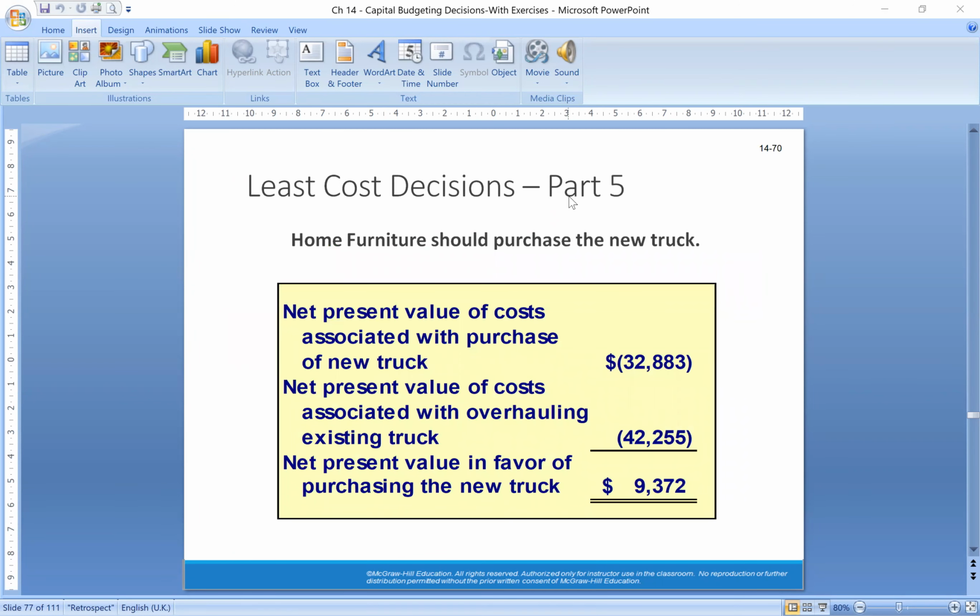So the decision: the net present value of costs associated with the purchase is negative 32,000 for the new truck, but negative 42,000 for the existing truck. So the net present value in favor of purchasing a new truck is 9,372. By the way, we're talking about costs here, okay?